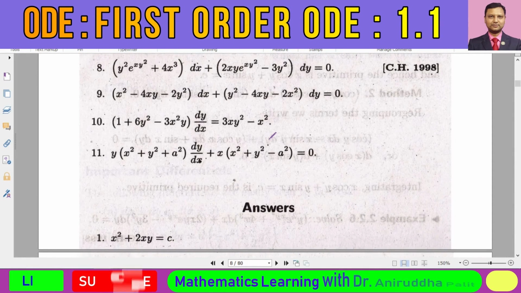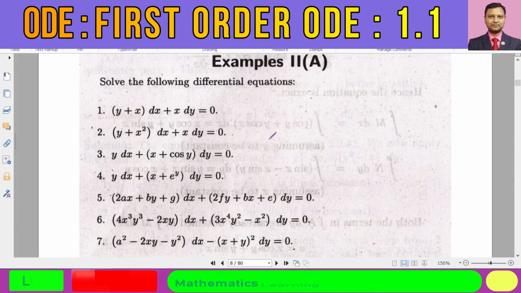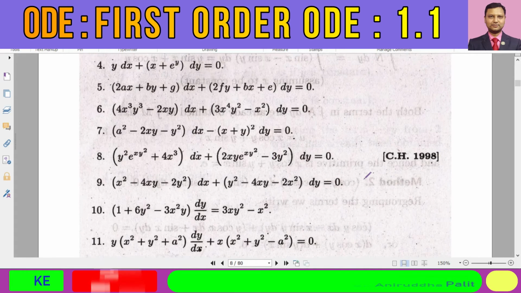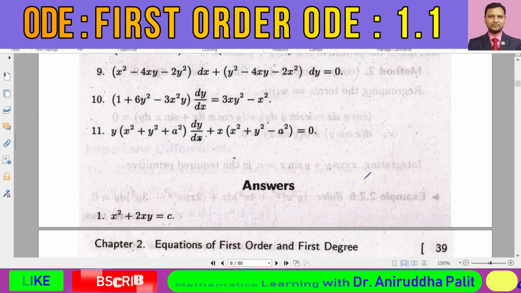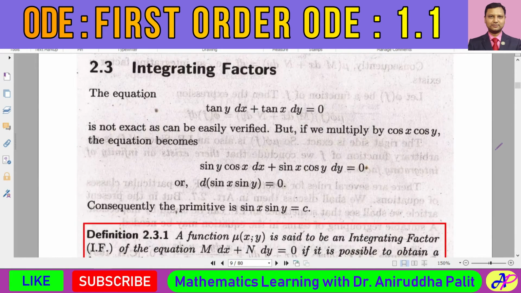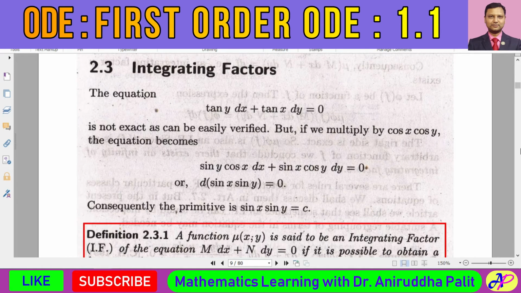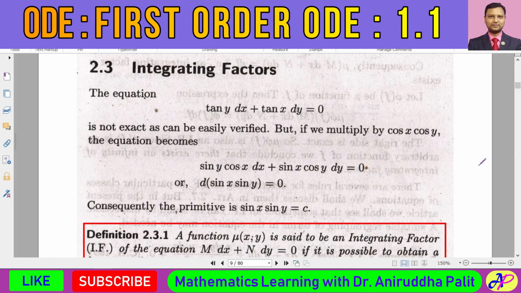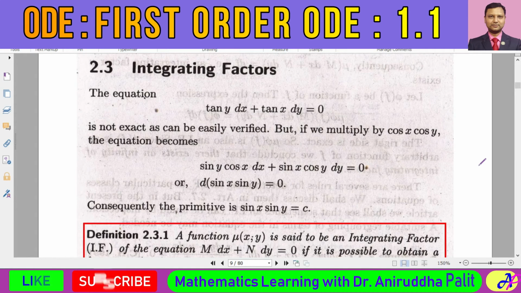Most of them, I think all of them, if you do not have any printing mistake, are exact differential equations. You can go through these differential equations for your homework. Answers are also provided. Now I am going to discuss the second kind of differential equation, that is, not exact. If the differential equation is not exact, then what to do?